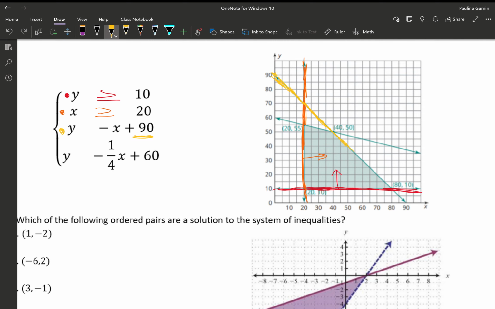So here is this third inequality. Let's see which way it's shaded. It looks like it's getting shaded down. It's a solid line. It's less than or equal to.